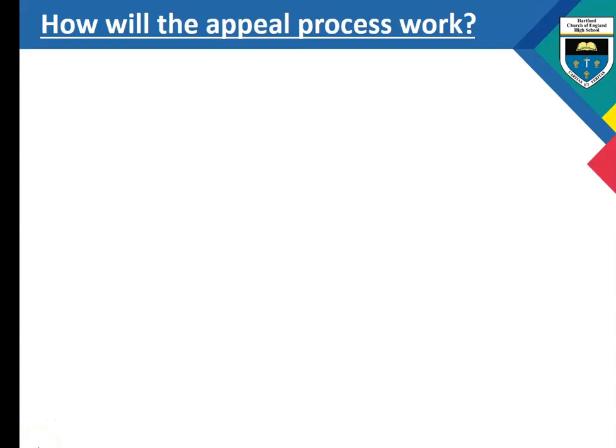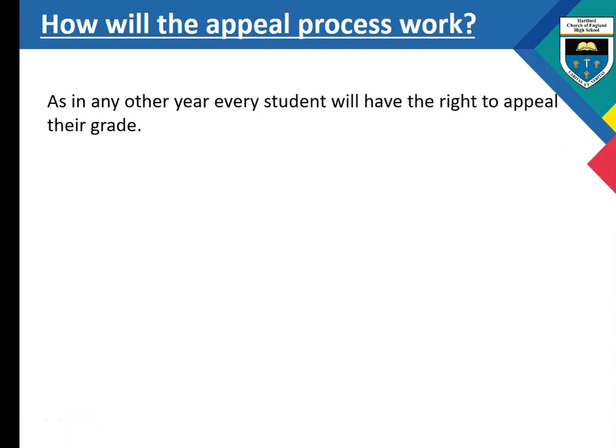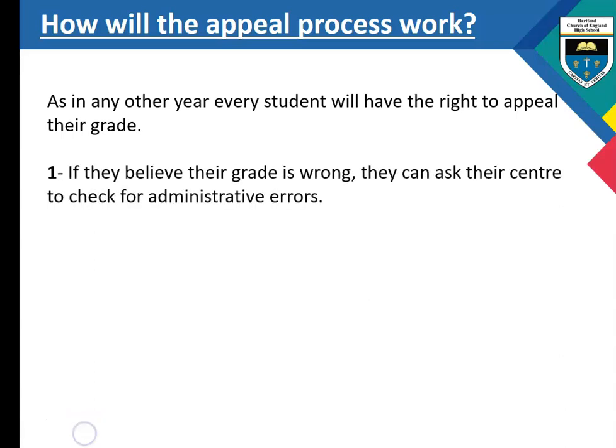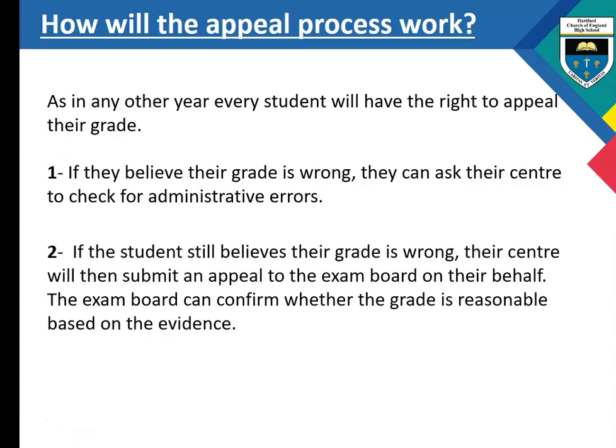Now that you're aware of our process for collection of evidence and the calculation of final grades, we want to tell you how the appeal process will work. Everybody who is unhappy with their final grade has the right to appeal. This will be a 3-stage process. Firstly, if you believe that your grade is wrong, you will contact the school and we will check for any administrative errors. If you still believe your grade is wrong, you will contact the school, and on your behalf, we will appeal to the exam board.